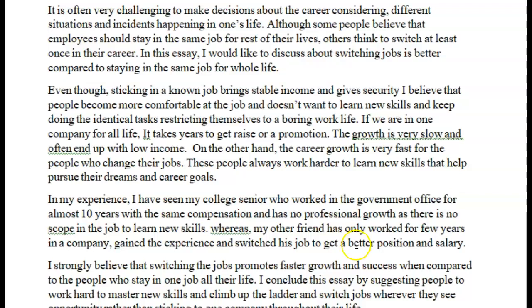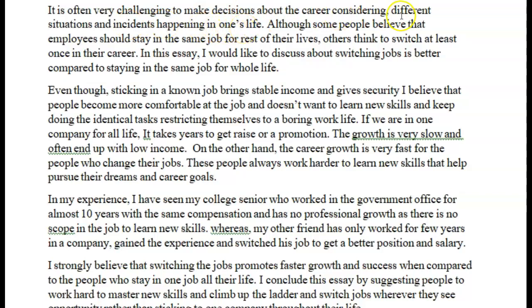I want to talk about those issues, okay? So let's start sentence by sentence. "It is often challenging to make decisions about," this is unclear. What does this mean, "the career considering"? Okay, it's not a very clear expression in English. I'm not really sure what you're trying to say here. So maybe you could have said about career switches or career changes. This would be better. Let's try that. "It is often very challenging to make decisions about career changes, different situations, and incidents happening in one's life."